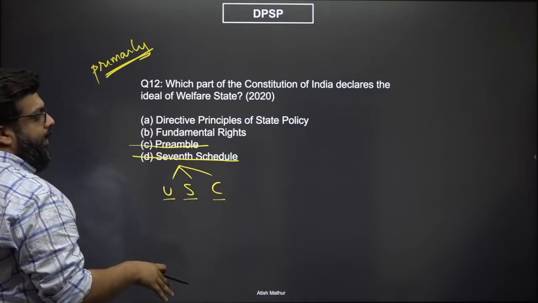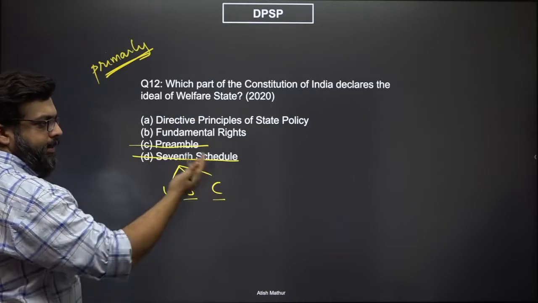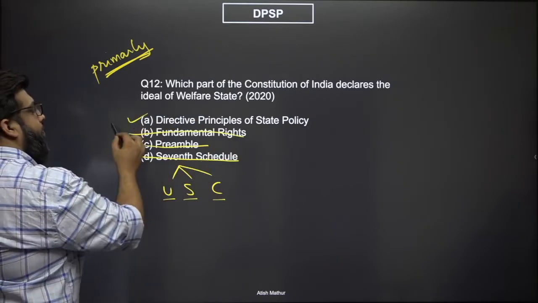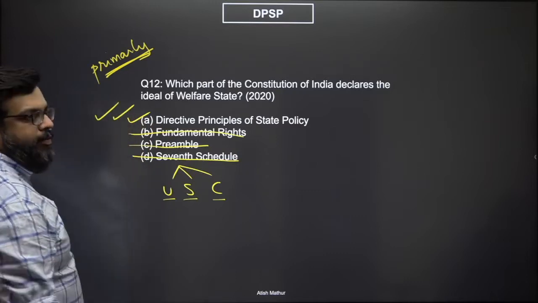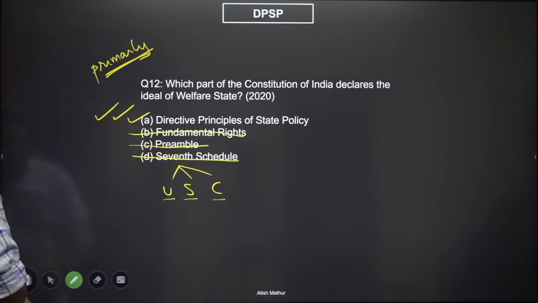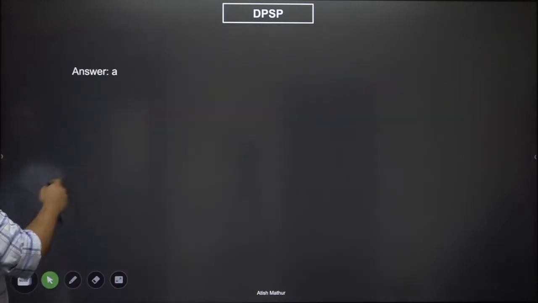Fundamental rights, on the other hand, are minimum political guarantees against the state for the citizens. This is not the answer. This is what you should do if you can, if you have the resources, time, and the political will. So your answer is A, directive principles. That was a very easy question and you can easily solve it.